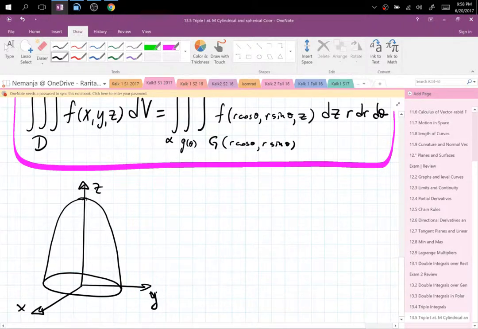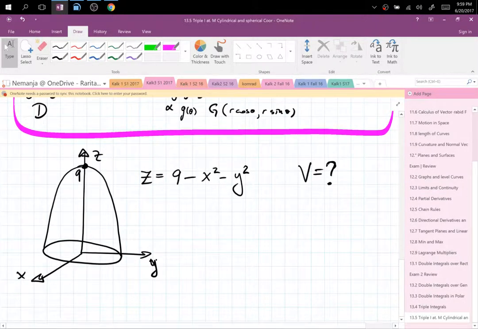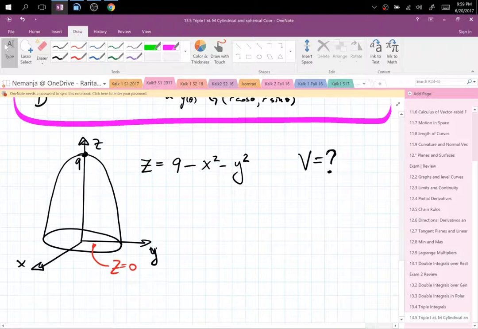Say this is 9. And the equation for this puppy is what? Z equals 9 minus x squared minus y squared. That's the equation. What's the volume? So what do I do? First order of business is I understand that the bottom is z equals 0. I have the shape for the sides.